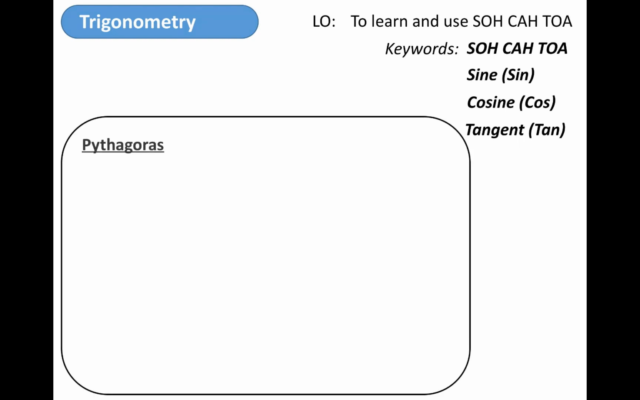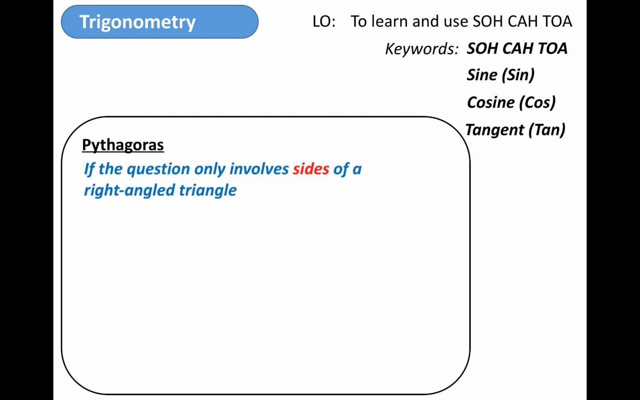And then hopefully by this point you've already done some Pythagoras. Now, Pythagoras is to do with right angle triangles as well, but Pythagoras only involves the sides of a right angle triangle. So if you've got a fairly standard question, we've got two sides, one 18 and one 12, and we need to find the third side. And we can use Pythagoras to find that. And there's no angles involved other than it has to be a right angle triangle.